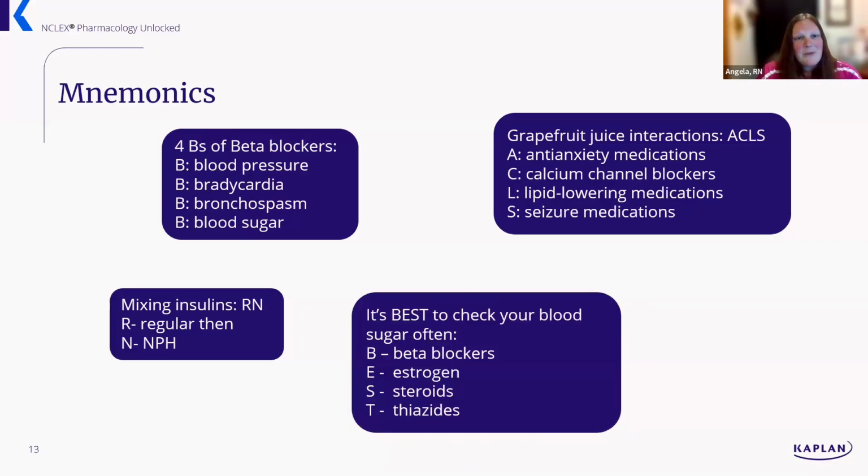All right, last one. It's best to check your blood sugar often. I'm going to use the mnemonic best to remind myself of those classes that might interfere with blood glucose. Beta blockers, we've covered that a couple times now. Estrogen, steroids, and thiazides. I'm going to remember it's best to check my blood sugar often.